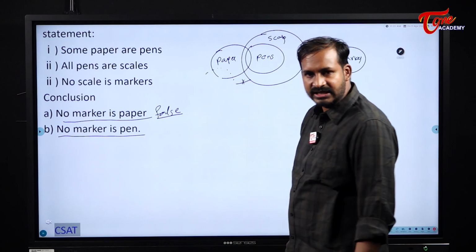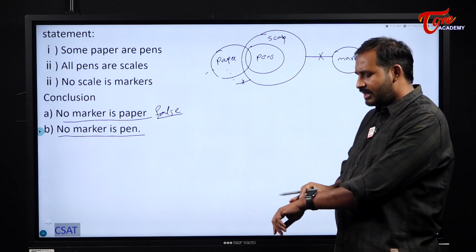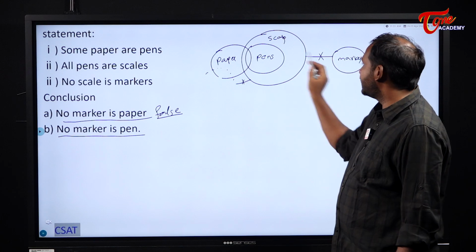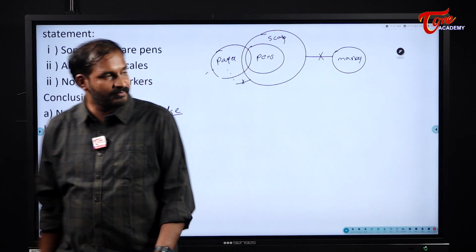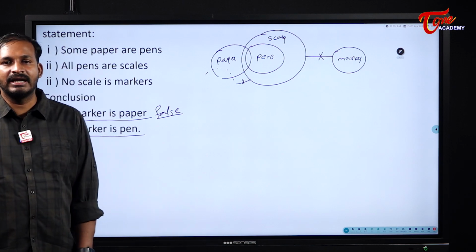Okay, we are not going to consider this alternate diagram. Now, no marker is pen. Directly we will have the basic one. Is there any relation between marker and pen in the basic diagram? No, we don't have a relation between marker and pen here.